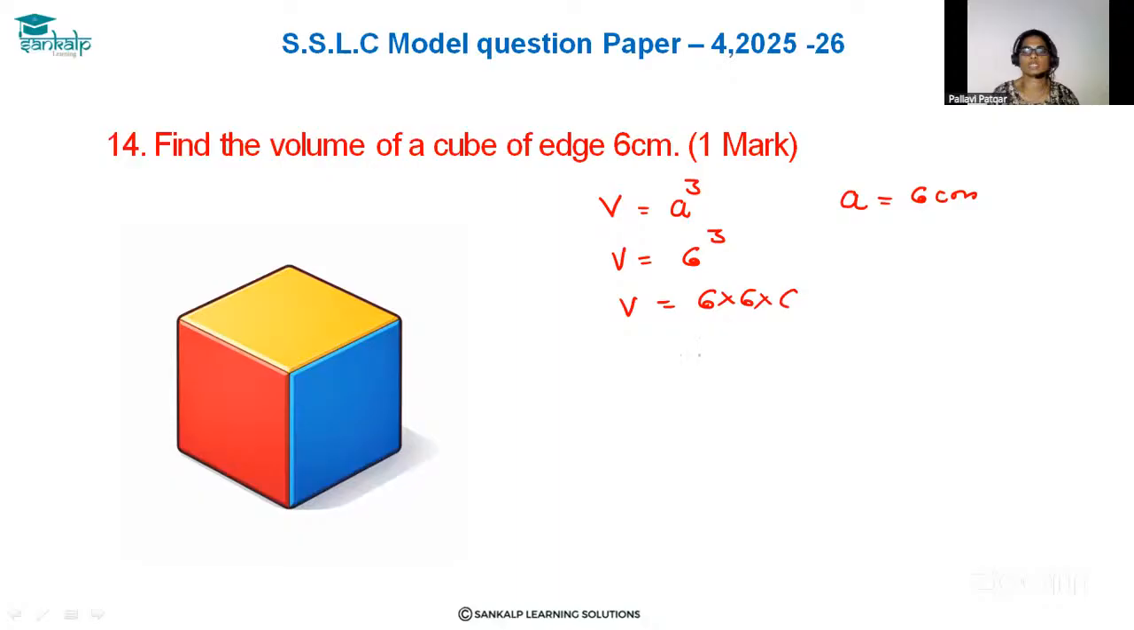So V is equal to 6 into 6 into 6. So this is equal to 216 centimeter cube. Okay. So the volume of the cube is 216 centimeter cube. Thank you.